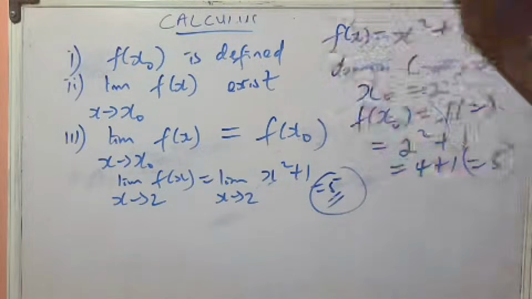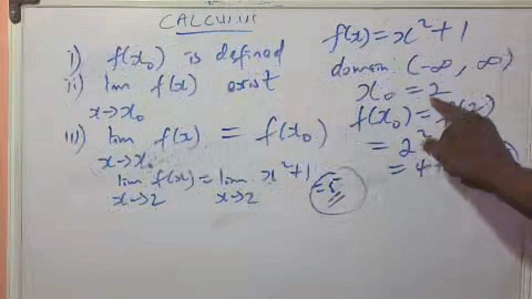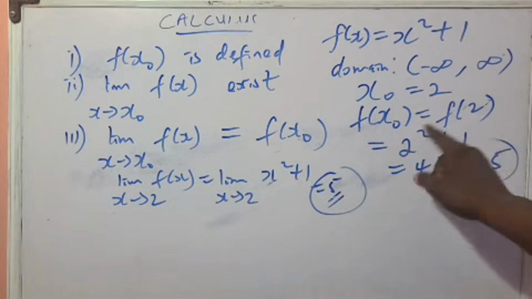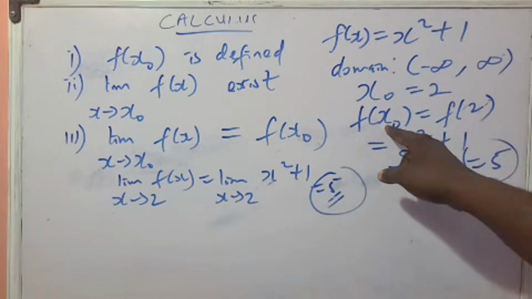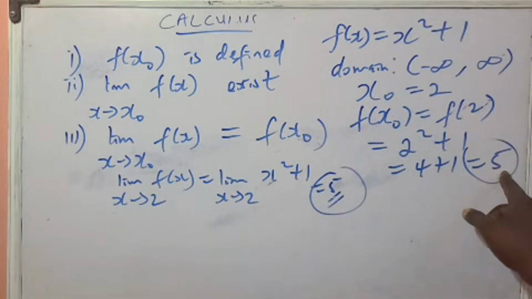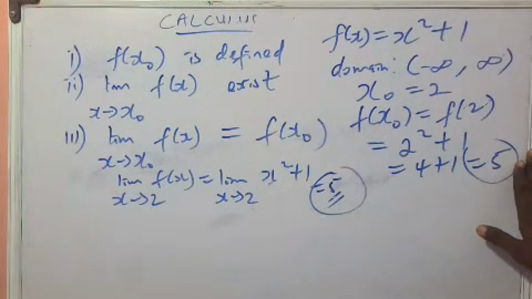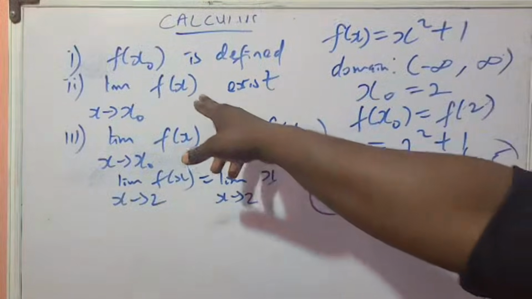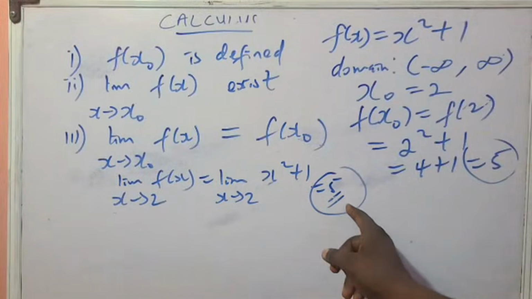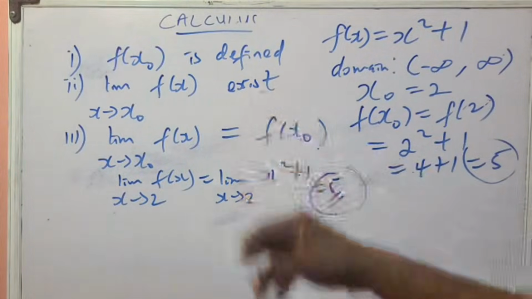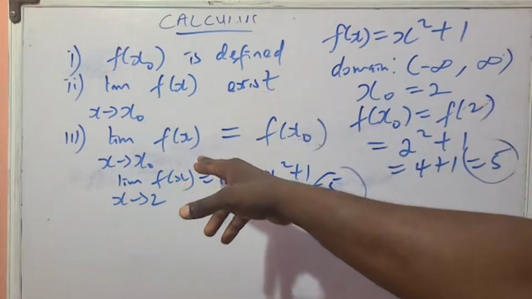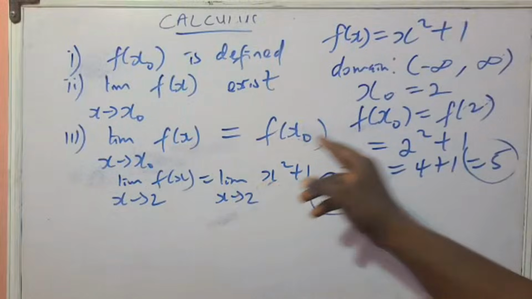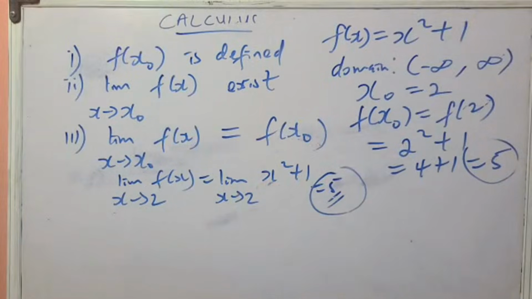So the first was good. Now, I went on to just put a dummy x naught, and that was 2. And I got that my f of x naught, which was f of 2 in that case, was 5. Of course, I can see that that was defined. Now, I went on to find the limit of f of x as x tends to 2. I got my answer to be 5. I saw that it exists. Then I went on to check if the limit of f of x as x tends to x naught was the same thing as the function value at x naught. And I saw that they're the same thing.